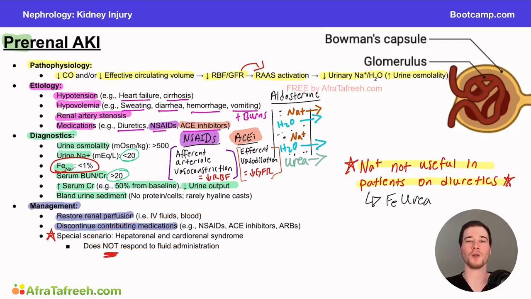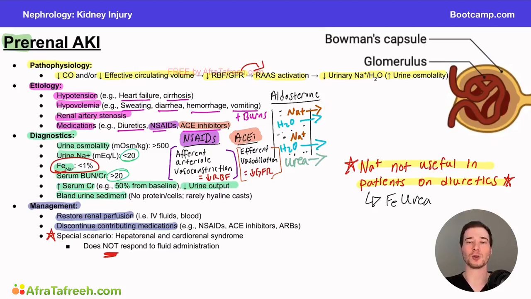So just as a quick overview of the key points in this video, we're talking about prerenal AKI here. Pre meaning before the kidneys. This is typically due to a decreased volume sensation by the kidneys. This can be due to hypotension or hypovolemia, renal artery stenosis, or medication effects that decrease the blood flow to the kidneys themselves.